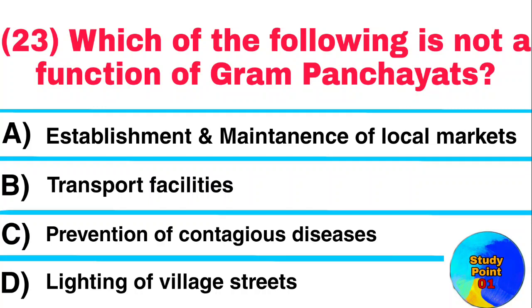Question. Which of the following is not a function of Gram Panchayats? A. Establishment and maintenance of local markets. B. Transport facilities. C. Prevention of contagious diseases. D. Lighting of village streets. Answer. Transport facilities.